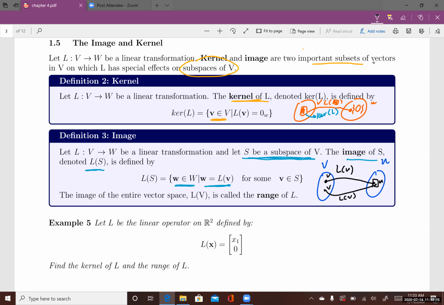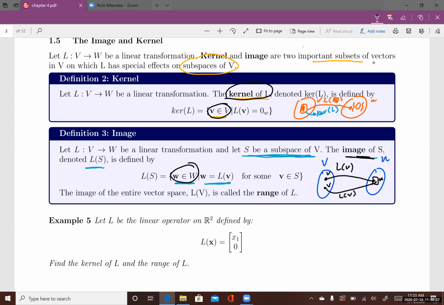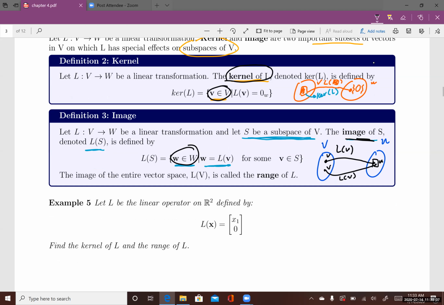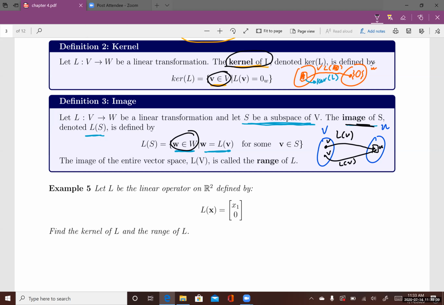So again, the kernel is a set of vectors in V, and the image is a set of vectors in W. Keep it in mind. When you think about functions, the kernel is just like the domain, and the image is like the range of a function. Okay.